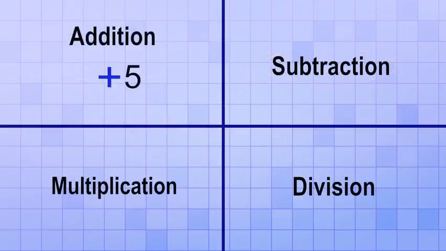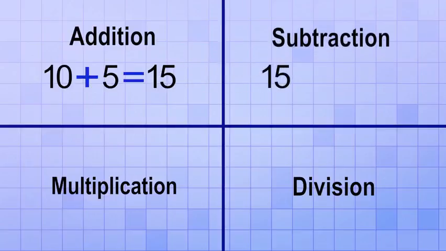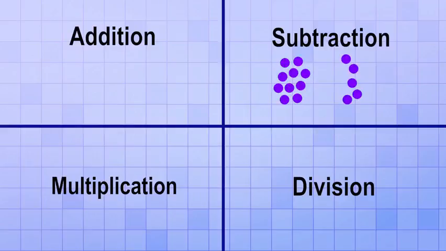If you add 5 to 10 to get 15, you can undo that operation by taking 15 and then subtracting 5 from it to get back to the original 10. It's like give and take. Addition gives and subtraction takes.